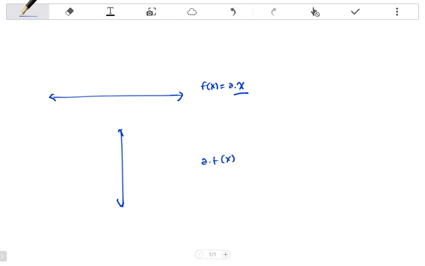So just to clarify one thing, not clarify, something you have to memorize. If we're moving it left or right, we only do it to the x. But if we're moving it up or down, we do it to the whole function. So we do a times f of x. In this case, we only do a times x. Well, not really a times x. It's more like f of ax. Make sense?